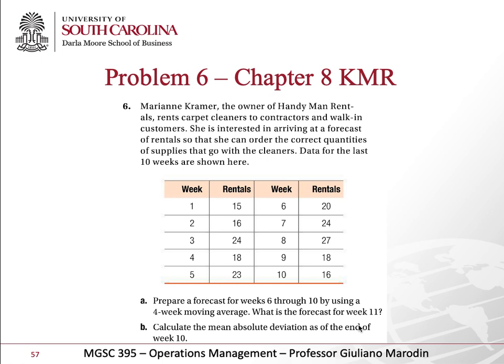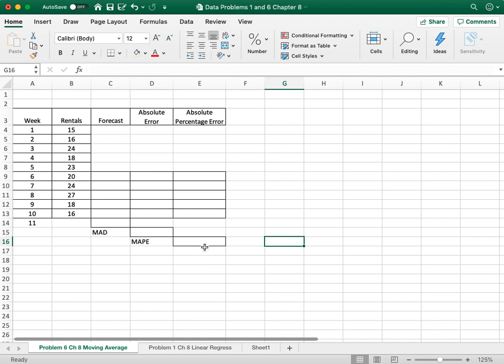For this one, I want you guys to open that Excel file that you have, the same one that we did our regression model in, which has all this data here. So here we have that Excel file. We have the weeks here, the rentals, and then the forecast. We only need to do the forecast of week 6 to 11.